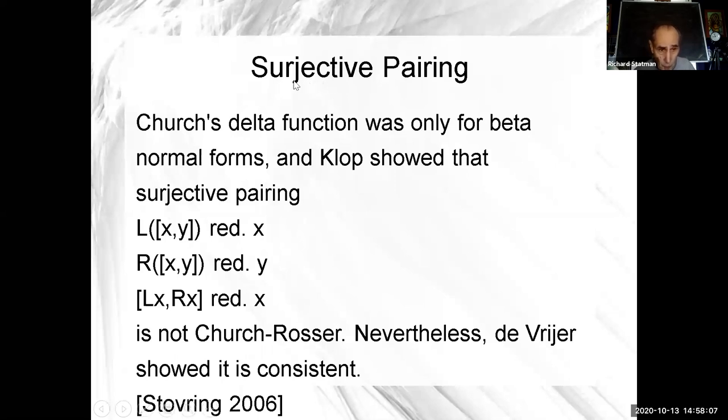Now, let me talk about one of my favorite subjects, surjective pairing. Church started this off with the delta function, but it was only for beta normal forms. Klop showed that surjective pairing is not Church-Rosser. de Vrijer showed it's consistent. If you're interested in this extension of the lambda calculus, it's the paradigm extension with a non-left-linear rule. A very nice survey paper, although much later than this, was by Stolten in 2006. I really like that paper.